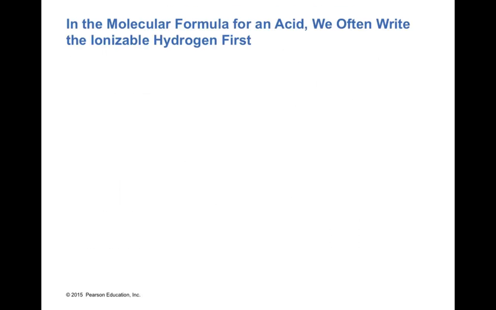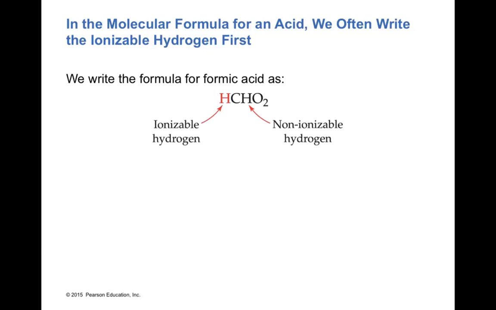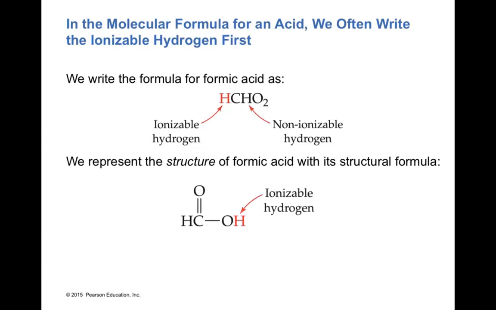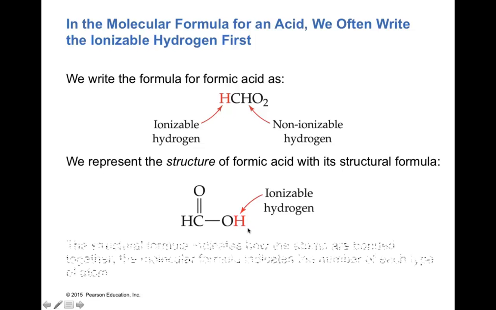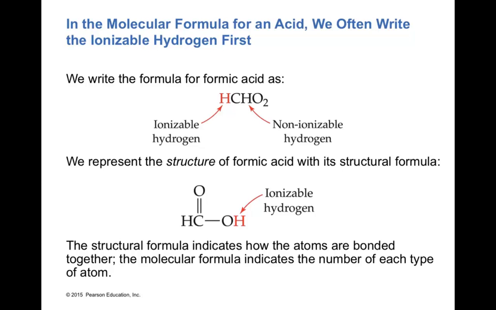In the molecular formula of an acid, we often write the ionizable hydrogen first. For example, here we write the formic acid formula HCHO2. This hydrogen is the one that is ionizable, and this one is non-ionizable hydrogen. We represent the structure of formic acid with its structural formula. That is this one. This is the structural formula of formic acid, and this hydrogen is the one that is ionizable. The structural formula indicates how the atoms are bonded together, and the molecular formula indicates the number of each type of atom.